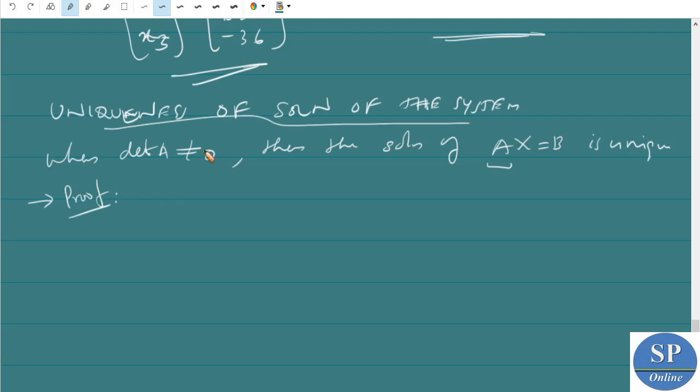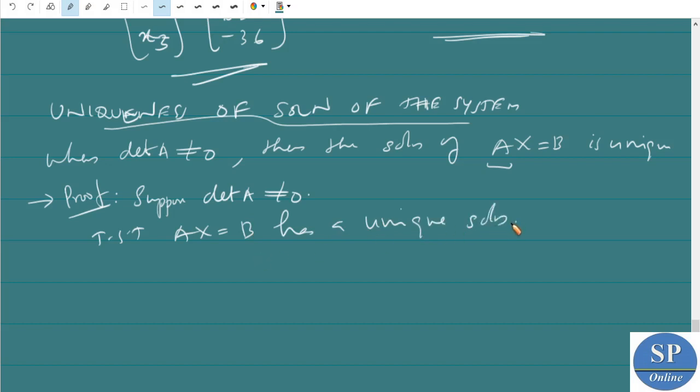Suppose determinant of A is not equal to 0. To show that Ax equal to B has a unique solution.